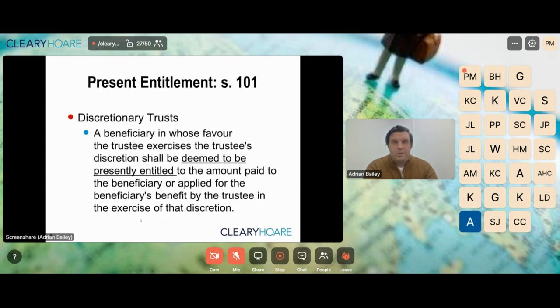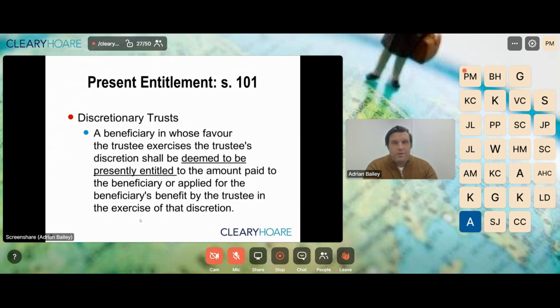There are some provisions within the Tax Act which can deem you to be presently entitled. So normally you will become presently entitled to income by a trustee making a distribution in your favour, so a distribution of income or a distribution of a capital gain. That's how in the normal run of things, most beneficiaries will become presently entitled. However, to take into account that sometimes people can try to be a little bit tricky in their affairs, there are some sections which deal with what you would consider to be deemed present entitlement.